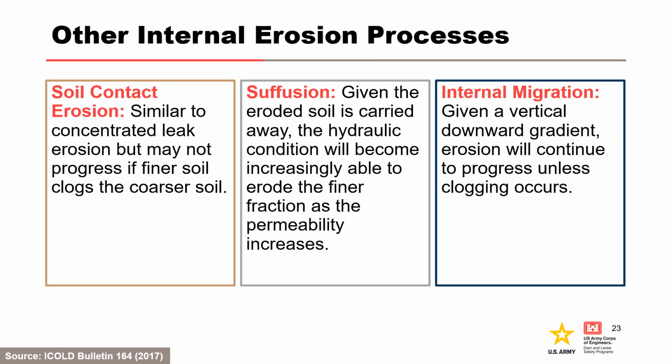The hydraulic condition for progression of soil contact erosion is similar to concentrated leak erosion, but erosion may not progress if finer soil clogs the coarser soil. For suffusion, given the eroded soil is carried away, the hydraulic condition will become increasingly able to erode the finer fraction as the permeability increases. For internal migration, given a vertical downward gradient, erosion will continue to progress unless clogging occurs.